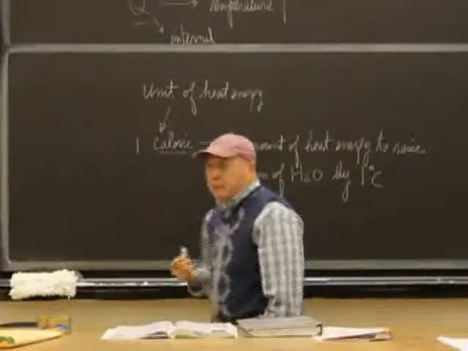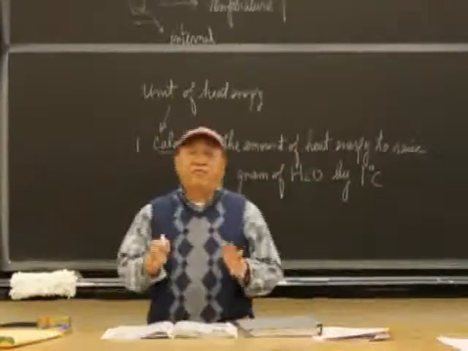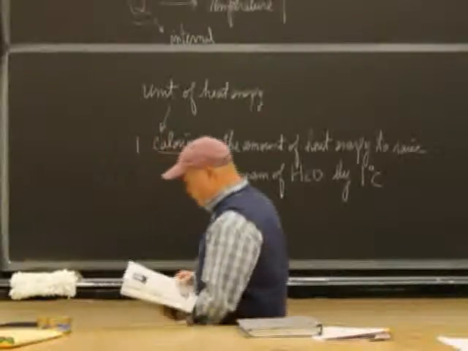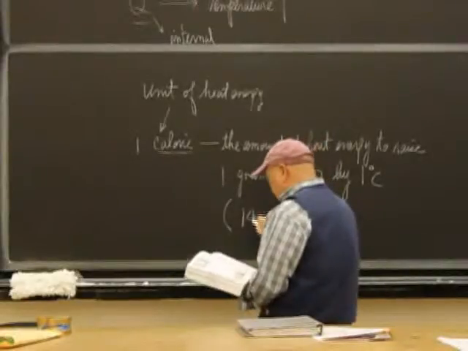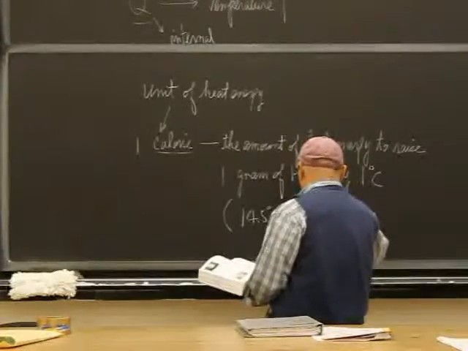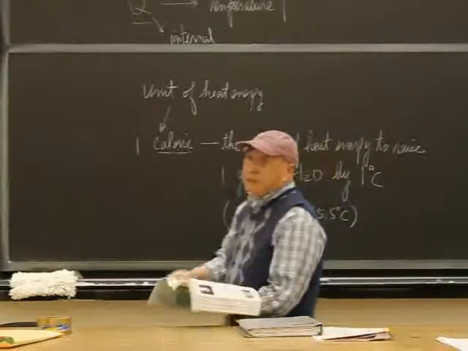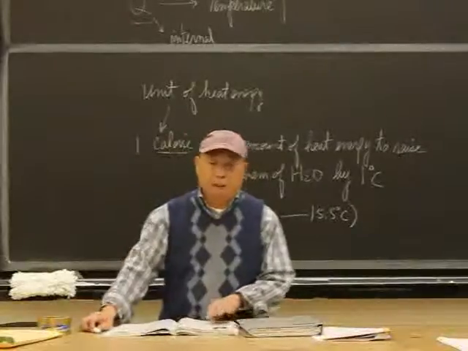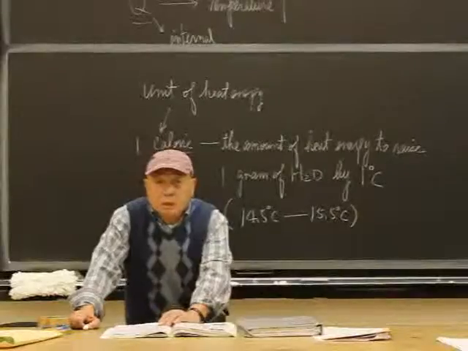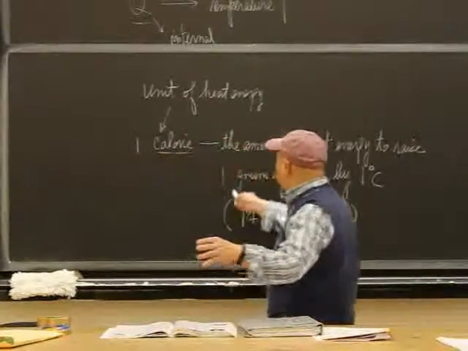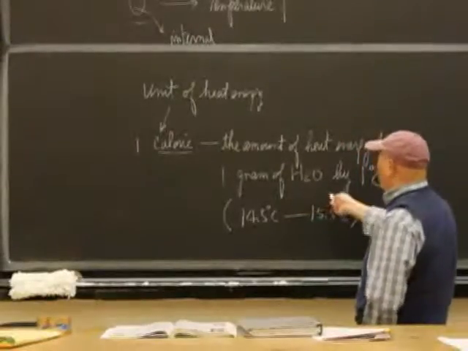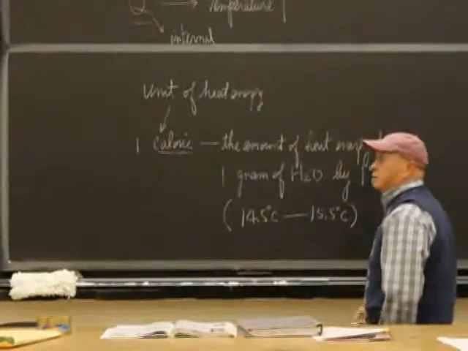Sometimes in experiments people specify it particularly: the temperature rising from 14.5 degrees Celsius to 15.5 degrees Celsius. This is very important for us to know. In general, 1 calorie equals the heat to raise 1 gram of water by 1 degree Celsius.